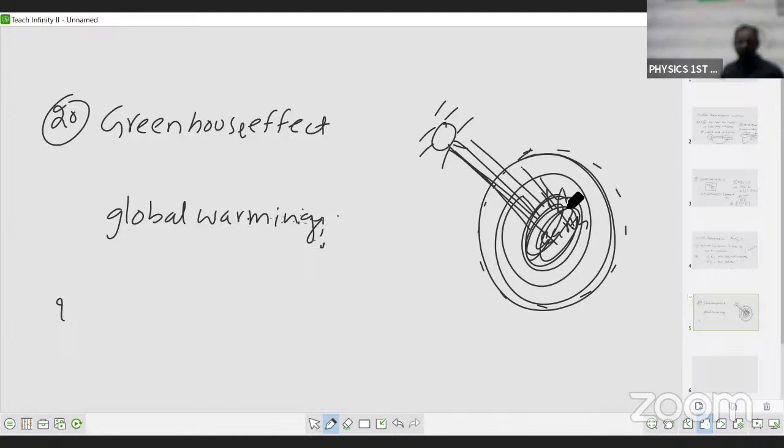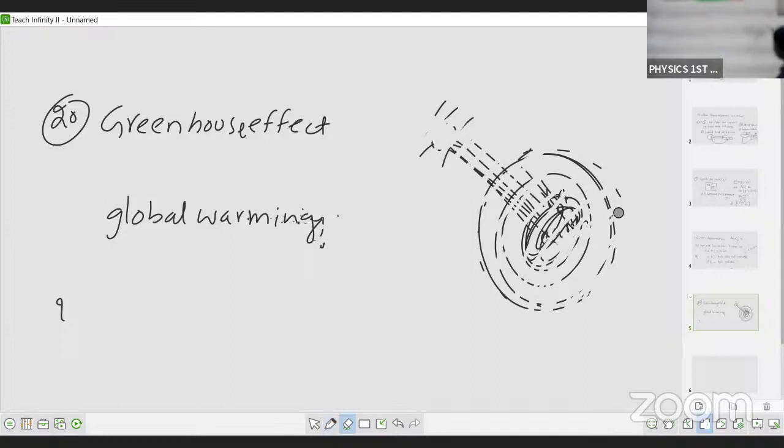That is the greenhouse effect. What about global warming? It is the effect of this greenhouse effect: the average temperature of Earth's atmosphere is increasing. That is global warming. The process of rising average temperature of Earth's atmosphere is global warming. Every 10 years, 5 to 7 degrees Celsius temperature is increasing.